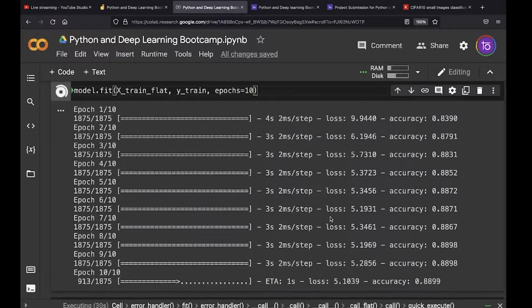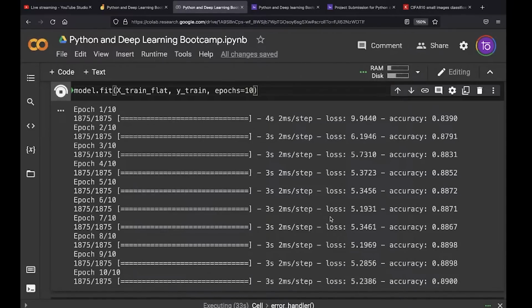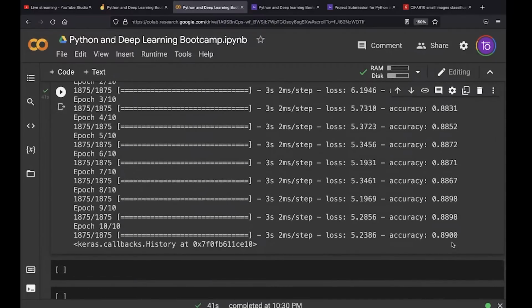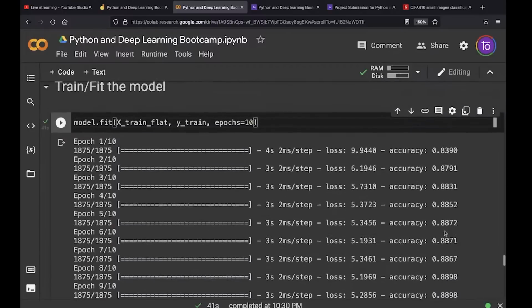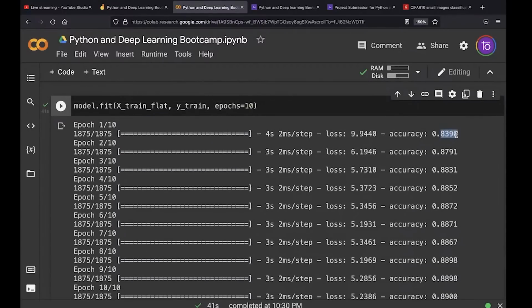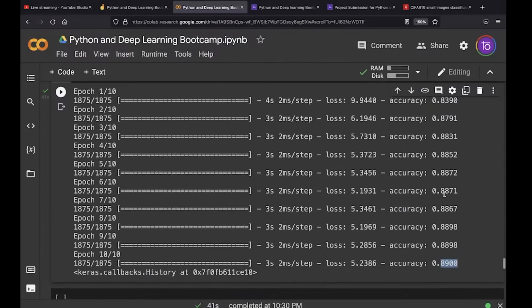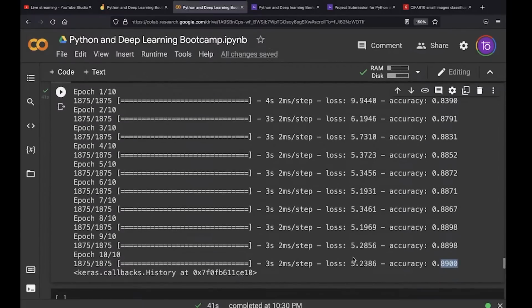Now the last epoch is done. In the last epoch we have achieved a loss of 5.23 and accuracy of 89, that means 89%. Our model is 89% confident that if you give it any kind of image, it will tell you whether it is a 0, 1 and so on. From the start we had approximately 84%, and as the epochs increased, we achieved 89. That means a 5% gain in accuracy, resulting from the decrease of the loss function.